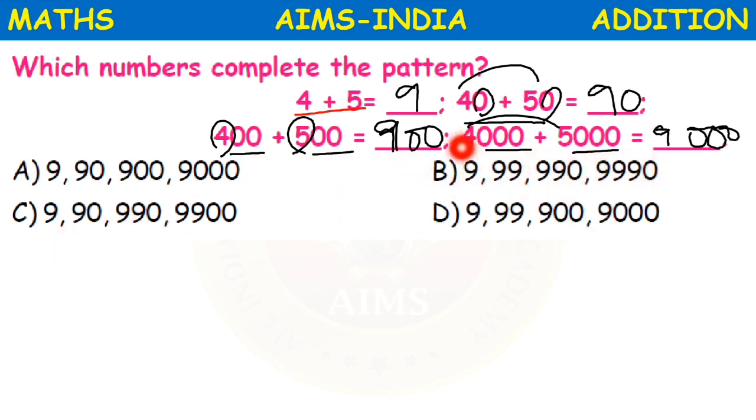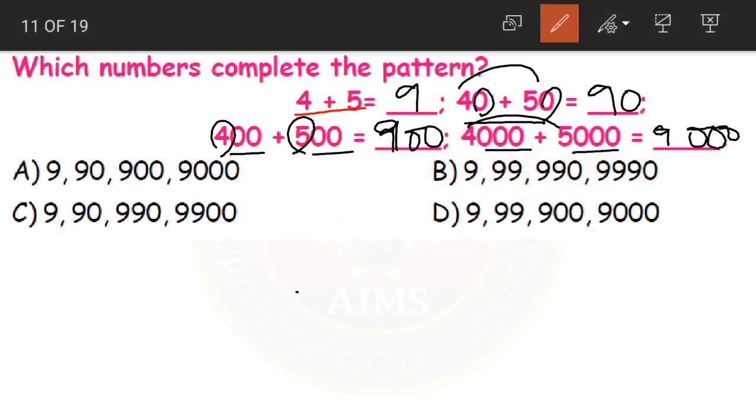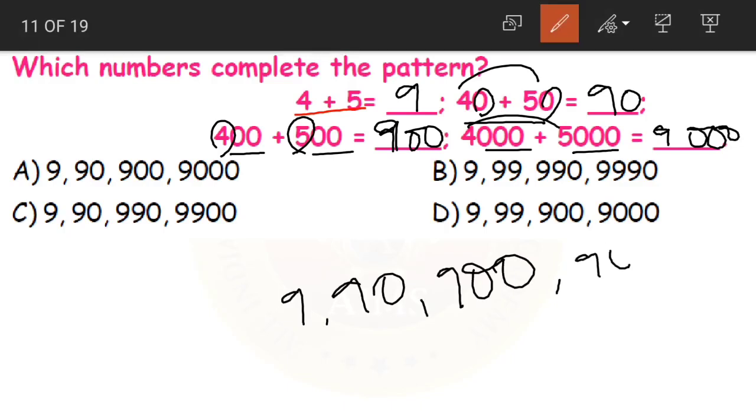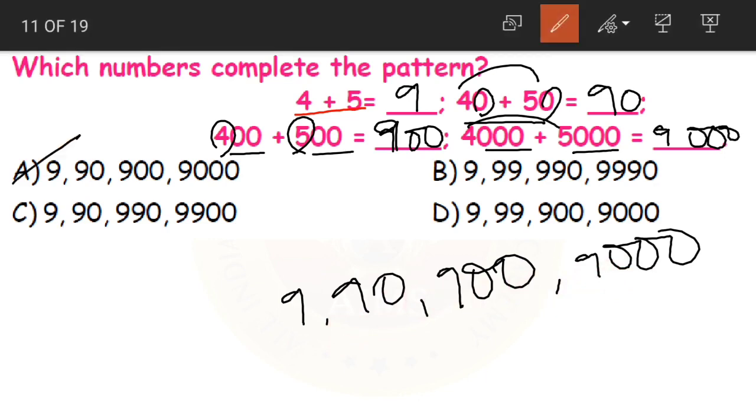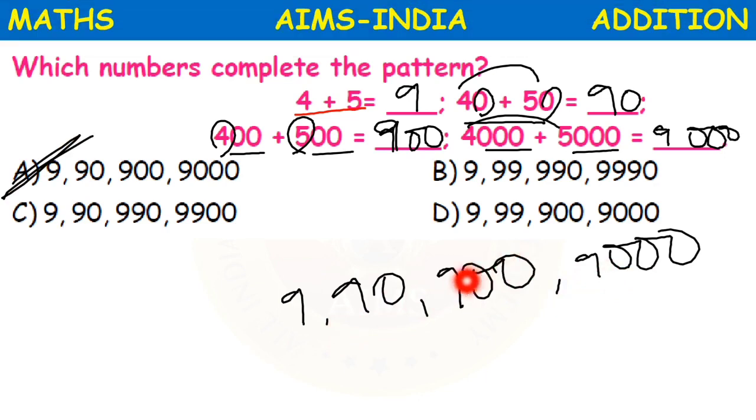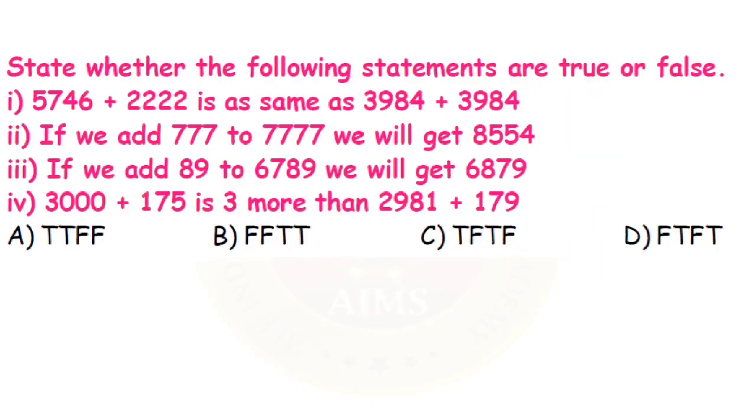Now look at the options. The correct answer here is 9, 90, 900 and 9000. Yes children. Now look at the options, which is the correct one here? 9, 90, 900 and 9000. Yes, option A, 9, 90, 900 and 9000. Understood, right? Yes, it is the correct answer.